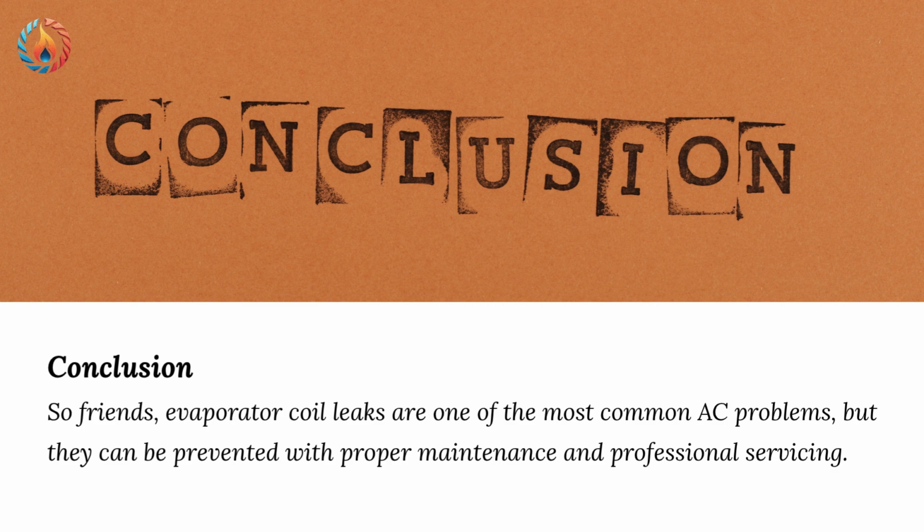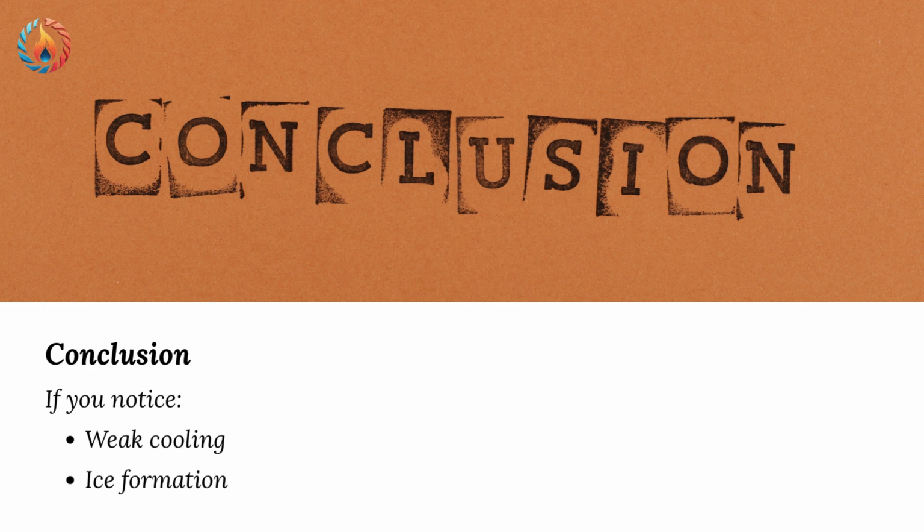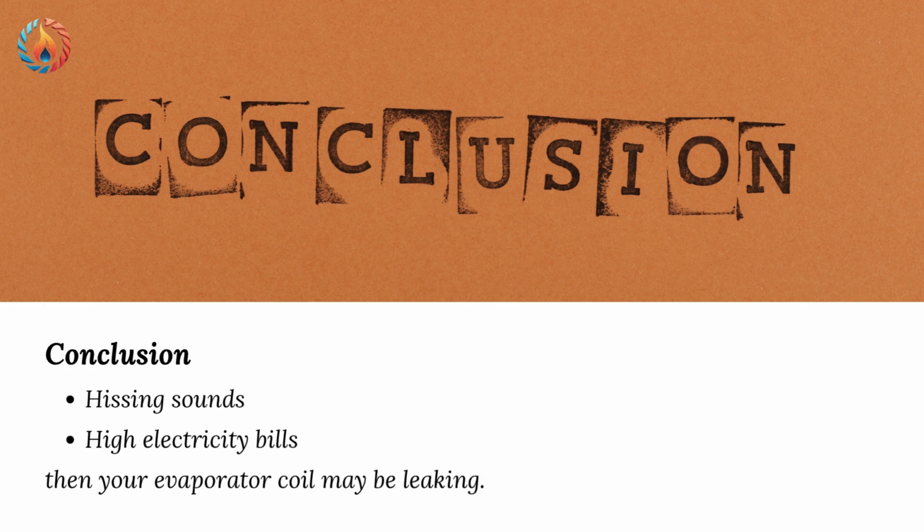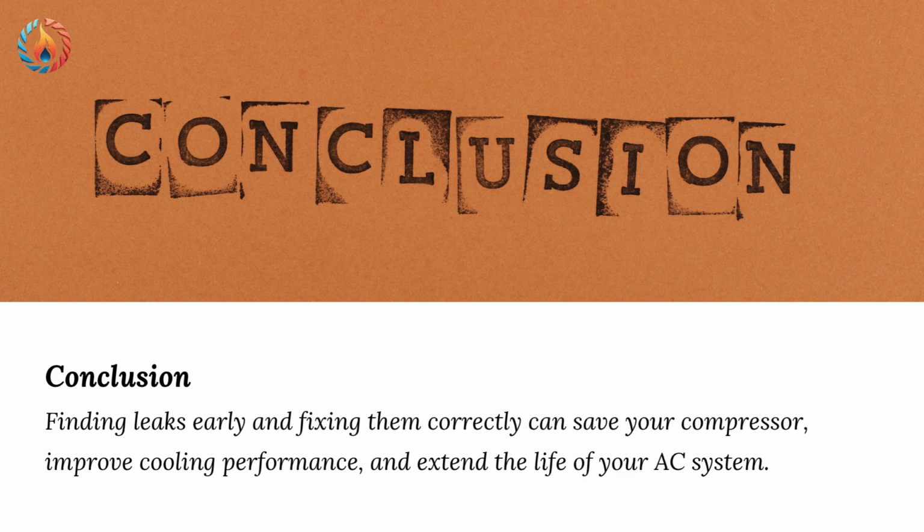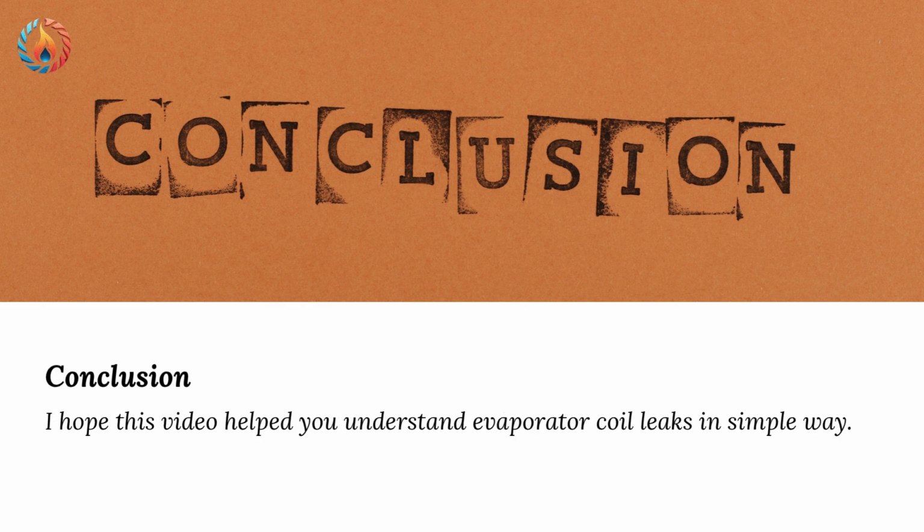Conclusion. So friends, evaporator coil leaks are one of the most common AC problems, but they can be prevented with proper maintenance and professional servicing. If you notice weak cooling, ice formation, hissing sounds, or high electricity bills, then your evaporator coil may be leaking. Finding leaks early and fixing them correctly can save your compressor, improve cooling performance, and extend the life of your AC system. I hope this video helped you understand evaporator coil leaks in a simple way.